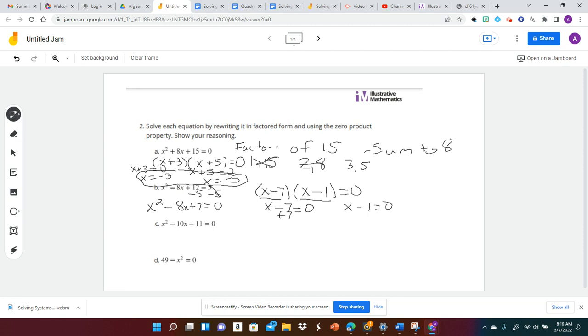So again, here you can show this step if you have to. Add 7 to both sides. That makes 0. And you get x equals 7. Add 1 to both sides, and you get x equals 1.